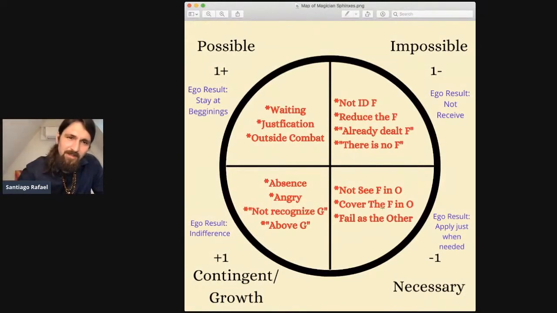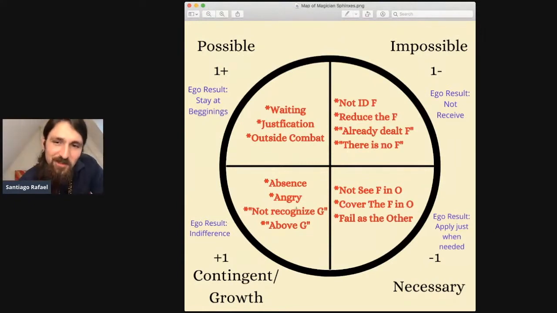The necessary quadrant is not seeing the fault in the other. The O is of the other. Now we start connecting with the other. Now we know what we want. We check if we are missing something, if everything is okay with us. And then we start seeing that the others may be failing. And yes, if we cannot see that the others are failing, we are always going to be staying in this quadrant, covering the failure of the other.